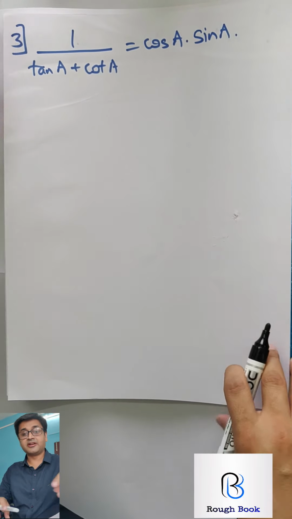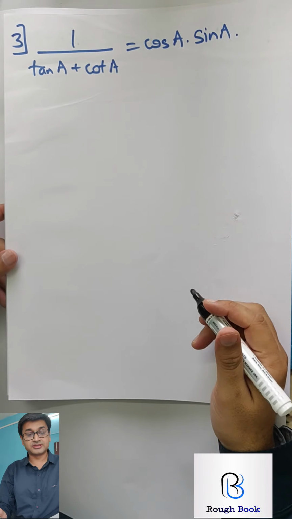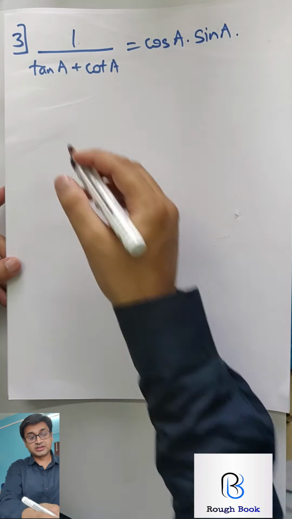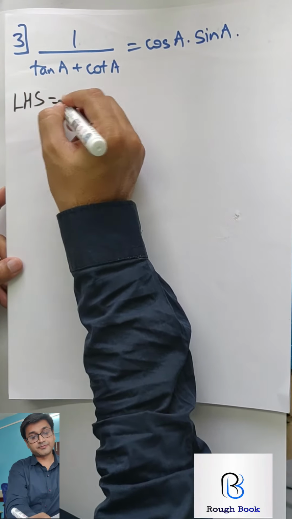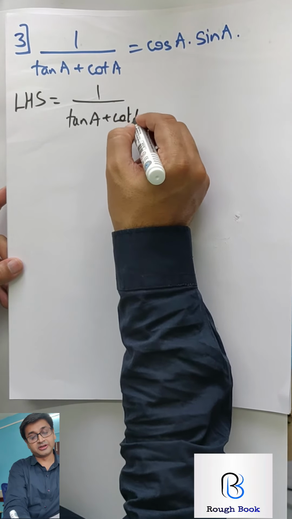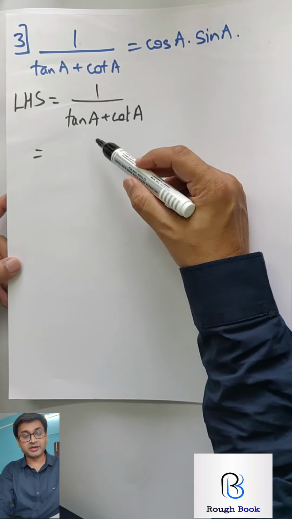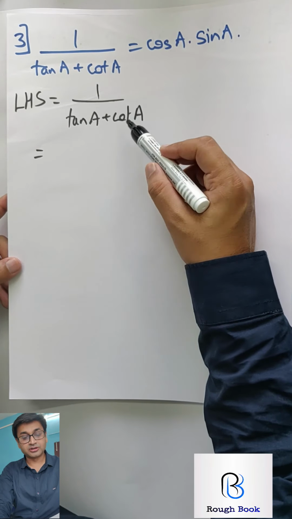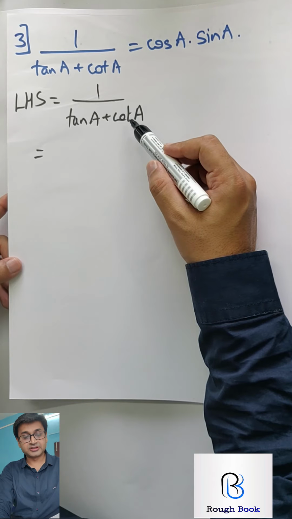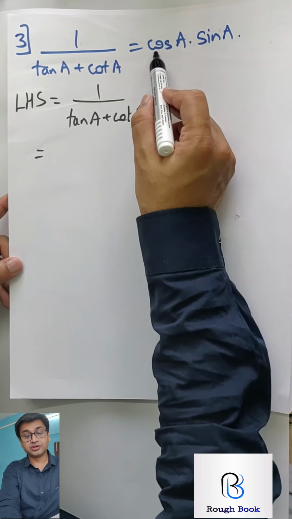First decide which part you are going to begin with, LHS or RHS? Obviously with LHS. So come on, begin with LHS. 1 upon tan A, because you can convert this into primary ratios. So convert tan and cot into primary ratios. What will be tan? Sine upon cos, and cot? Cos upon sine. Don't convert this as 1 upon cot and 1 upon tan, because you need this.